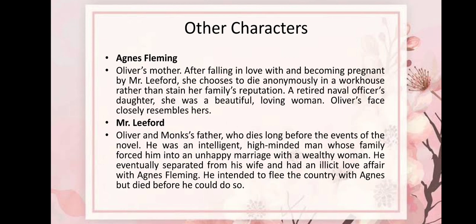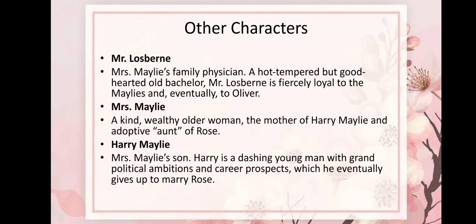Then we have Mr. Leaford. Now, Leaford is actually Oliver and Monk's father, who dies long before the events of the novel. He was an intelligent, high-minded man whose family forced him into an unhappy marriage with a wealthy woman. He eventually separated from his own wife and had an illicit love affair with Agnes Fleming. He intended to flee the country with Agnes, but died before he could do such a thing.